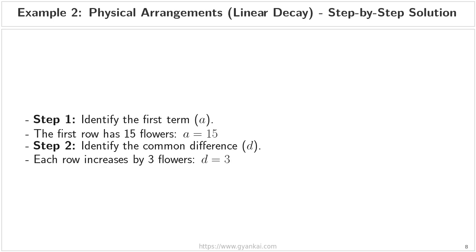Next, we move to step 2, where we identify the common difference, represented by the letter D. The problem states that each subsequent row increases by 3 flowers. Since this is a constant increase, our common difference, D, is positive 3. Now that we have set up our scenario involving the triangular flower bed, let's move into the actual calculation. We'll break this down into the first 2 essential steps. With these 2 values identified, we are now ready to move on to the next slide to determine which specific row we are targeting.